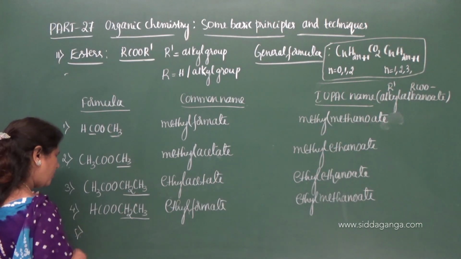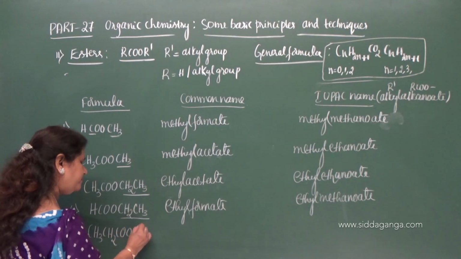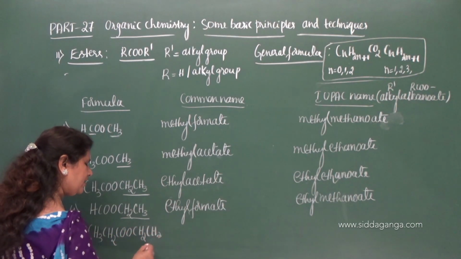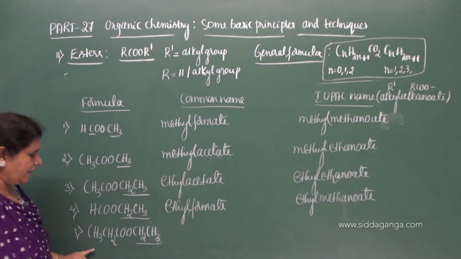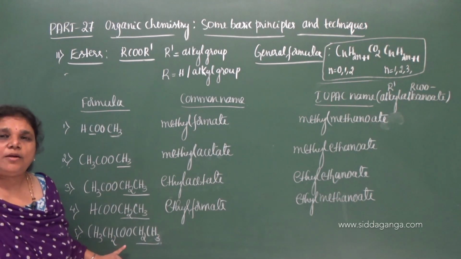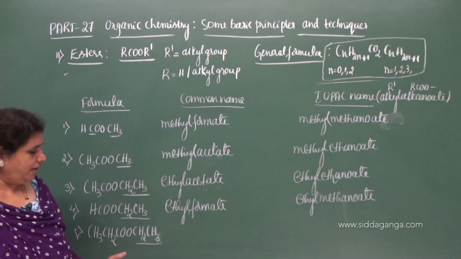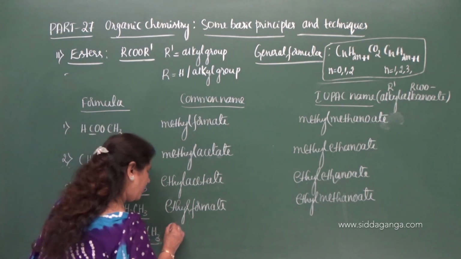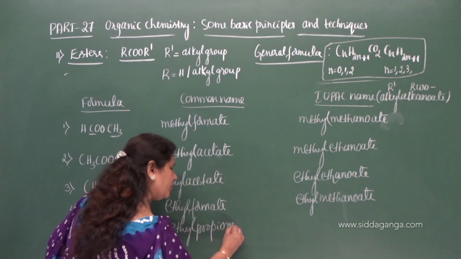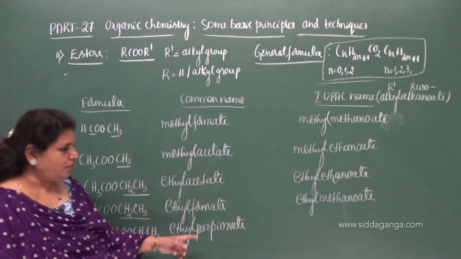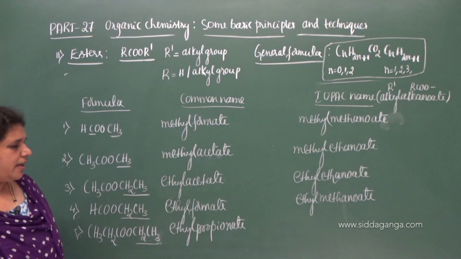Now, I will replace both R dash and R by CH3CH2. Then, what is the name? CH3CH2COOCH2CH3. What is this compound? Ethyl, and an acid containing 3 carbon atoms. What is the common name of the acid containing 3 carbon atoms? Propionic acid. Correct? Replace "ic acid" by "ate". Then what do you get? Ethyl propionate. Propionic acid, "ic acid" is replaced by "ate", and hence the name becomes ethyl propionate.